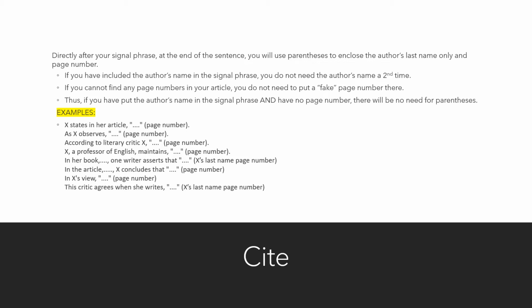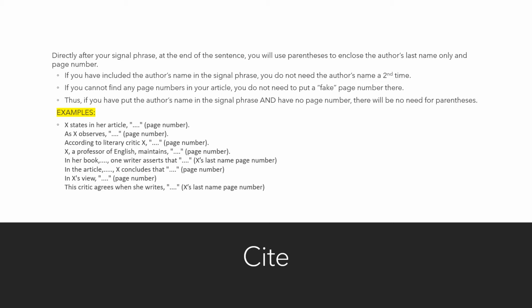Here are a few rules about that. If you have included the author's name in the signal phrase, you do not need the author's name a second time, so you don't need it in the parentheses. If you cannot find any page numbers in your article, which is common when you're researching online articles, you don't need to put a fake page number there. You can just leave it blank. And so, ultimately, if you have put the author's name in the signal phrase and have no page number, there will be no need for parentheses after the sentence.